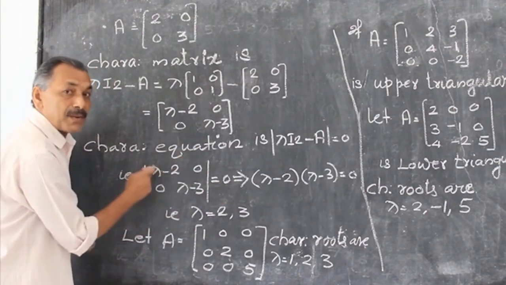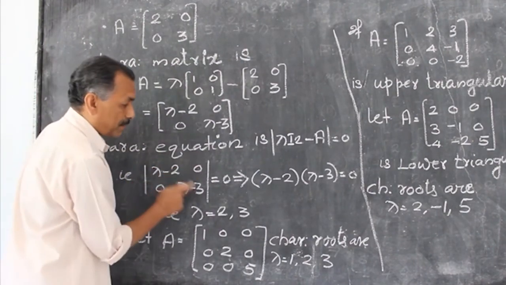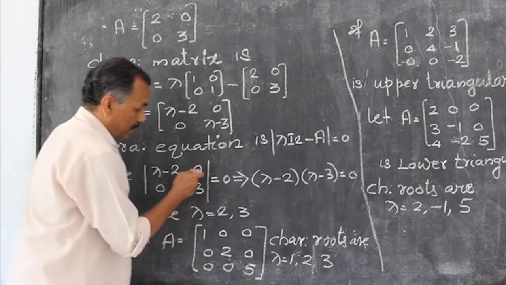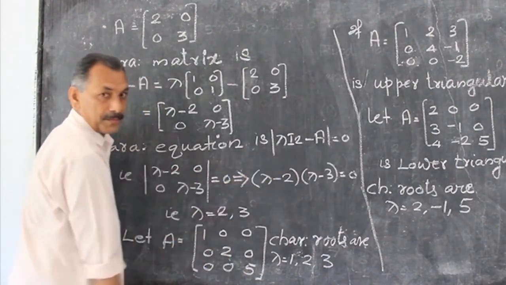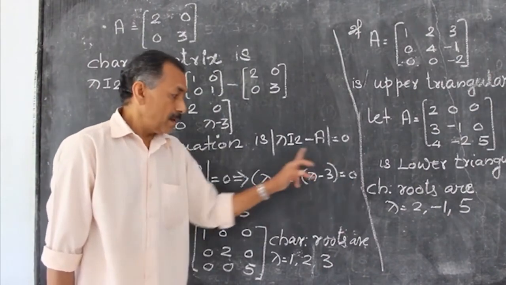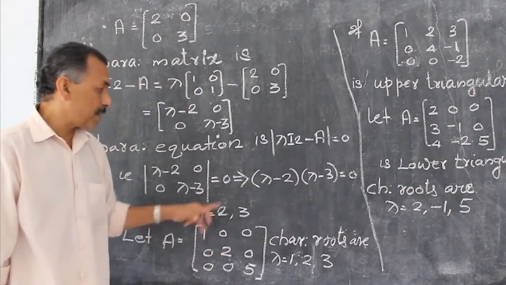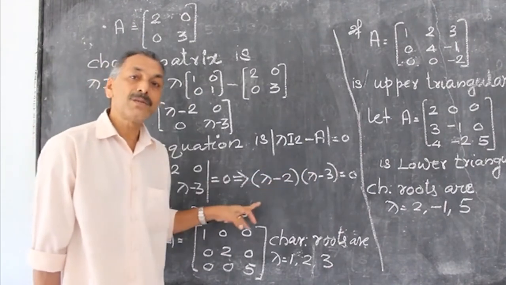Then expand the determinant, ad minus bc. That is, lambda minus 2 into lambda minus 3 minus 0 is equal to 0. That is, lambda minus 2 into lambda minus 3 is equal to 0. Either lambda minus 2 is equal to 0, then you have lambda is equal to 2, or lambda is equal to 3.